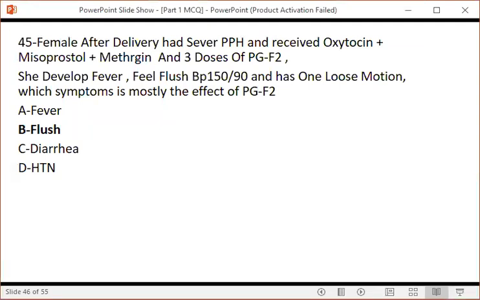A female after delivery had severe postpartum hemorrhage and received oxytocin, misoprostol, methergine, and 3 doses of carboprost. She developed fever, felt flushed, blood pressure is high, and some loose motion. Side effects. Which symptom is mostly affected by prostaglandin F2? It is flush. All mentioned are side effects of prostaglandin F2 alpha, which is Hemabate, carboprost, but flushing is the most specific for this medication.